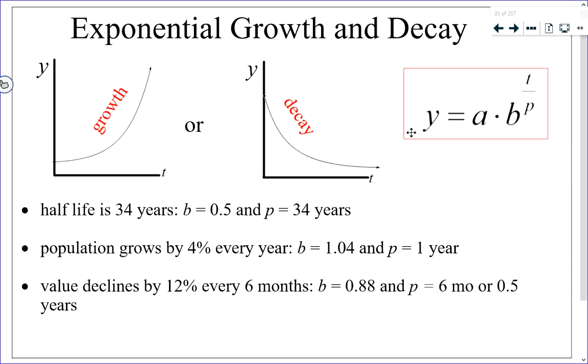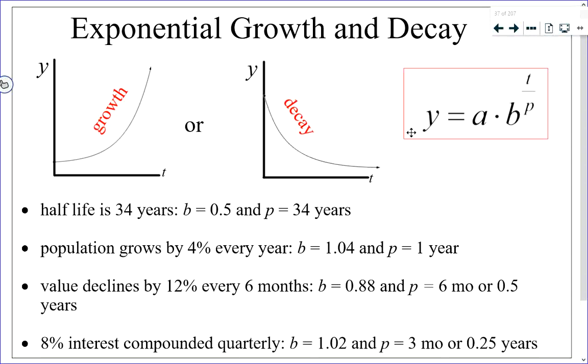The fact that it happens every 6 months means we could use for P 6 months or 0.5 years. I'm a year kind of thinker. I like to use all of my times in years. Interest is compounded at 8% per year quarterly. That means you only get 2% every quarter, so it's 1.02, and the period is 0.25 years.